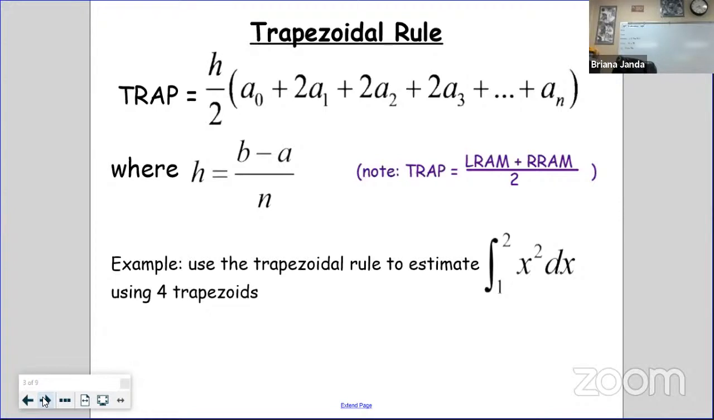So explaining what all these numbers are, your height is going to be the length of your interval divided by however many trapezoids we are making, which we've just been figuring out on our own, not something you have to memorize, right? We can figure that out. It is worth noting that your trapezoidal approximation will be the average of your LRAM and your RRAM.